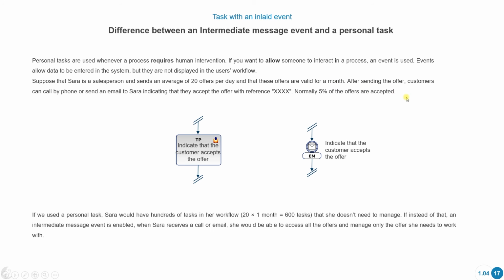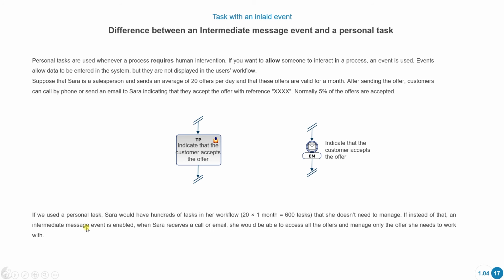Okay, after sending the offer, customers can call by phone or send an email telling Sarah that they want to accept the offer. So they'll say, look, remember the offer with a reference 123 that you sent me? I want to accept that offer. Okay, but normally only 5% of the offers are accepted. So why would we have someone with hundreds of tasks in their workflow during all the month, taking into account that they're not really going to have to interact with any of them, maybe 5% of them.